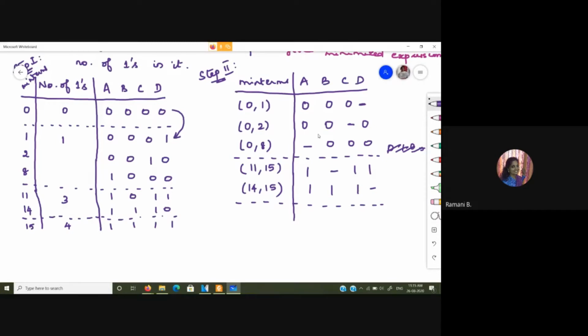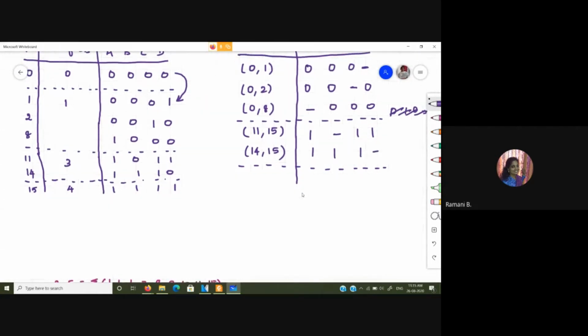Okay, so these are all actually the possible prime implicants, as there is no further simplification possible. So let us write the variable terms here. So A bar, B bar, C bar, because A, B, C are 0. This is A bar, B bar, D bar. This is B bar, C bar, D bar. This is A, C, D, and this is A, B, C.